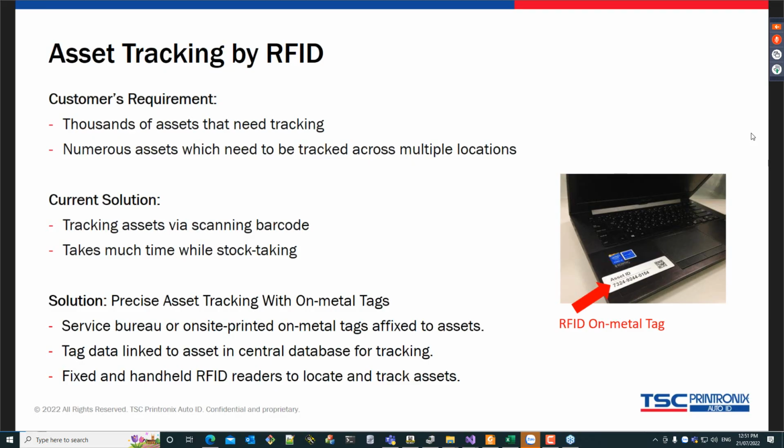So the service bureau's on-site printed on-metal tags can affix the data. After that, the data can be linked to the assets and uploaded to the database. So we can know how many assets are located in this office, and also where the assets are located. Maybe one is hidden in the corner of the office, and sometimes we just don't know where to find it. With the handheld reader, it's much easier to find your assets.